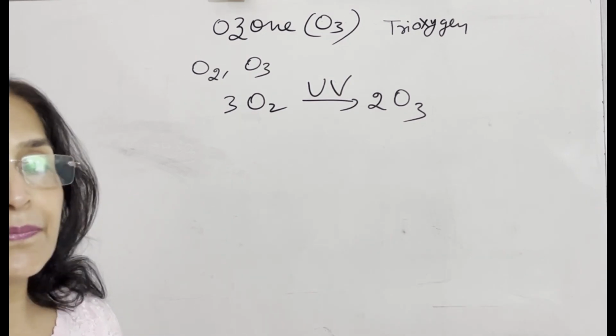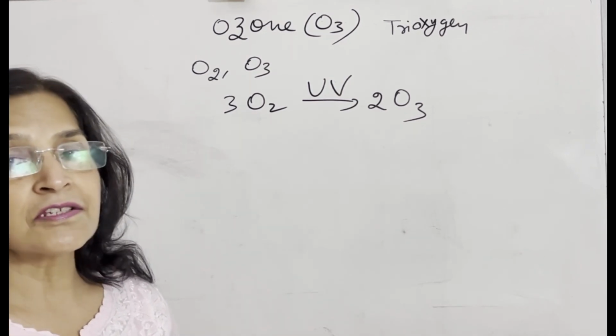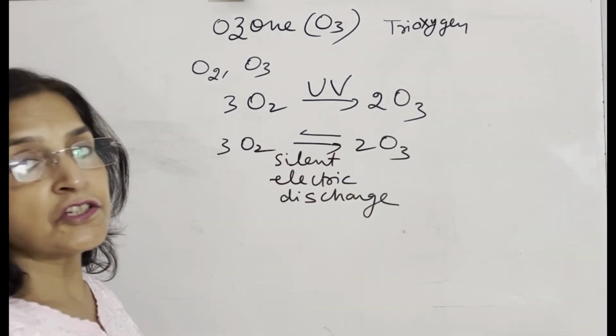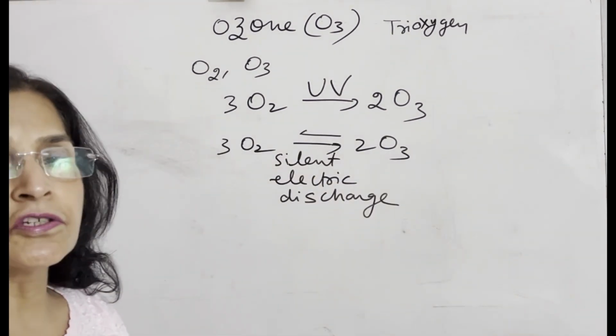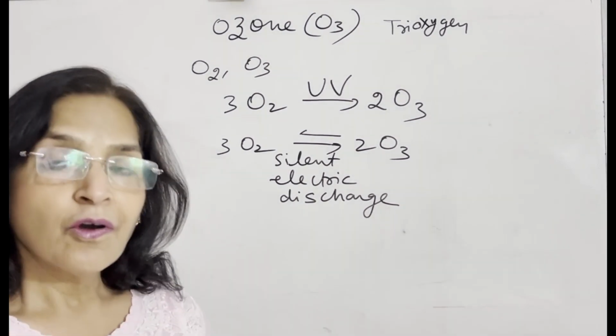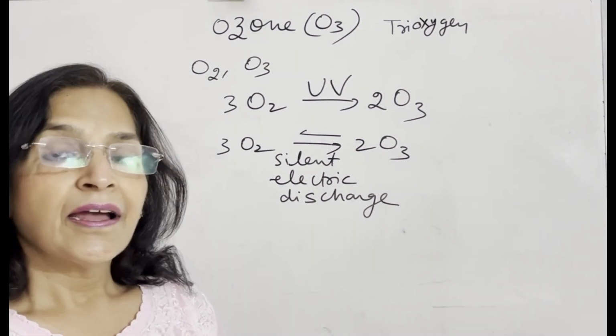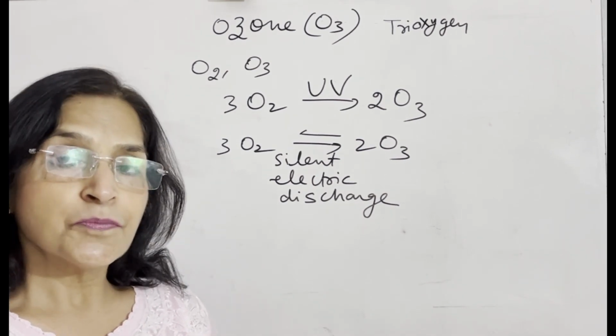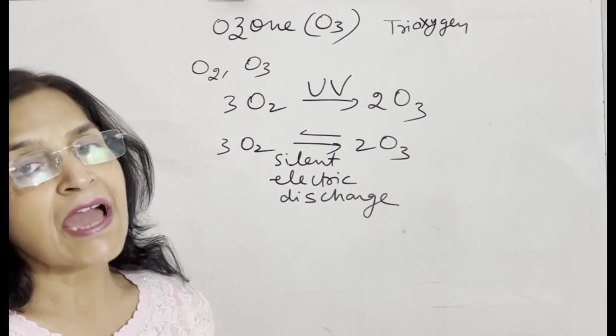Ozone is prepared by passing silent electric discharge through pure, dry and cold dioxygen. This reaction is reversible in nature and this reaction is endothermic. Therefore, we have to apply silent electric discharge. Ozone is a pale blue gas and has a pungent smell. It is slightly soluble in water. It is poisonous in nature. Ozone is diamagnetic in nature.